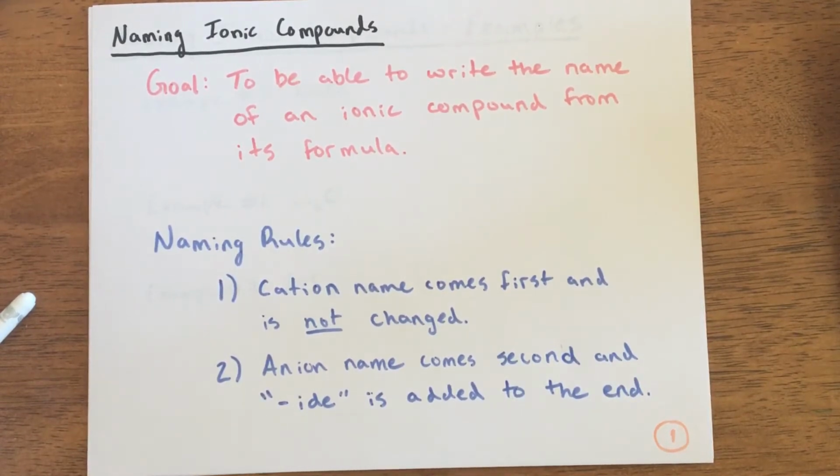Unlike covalent compounds, you don't have to worry about knowing all these prefixes, mono, tetra, all these things. We don't have to know those. No tri, no di, nothing like that. So this time the naming rules are this.